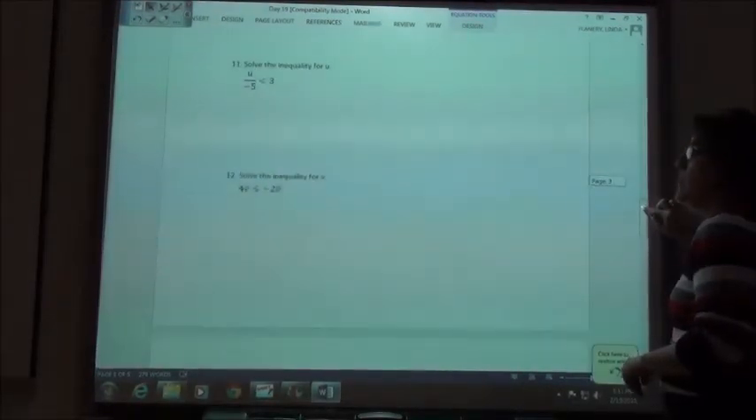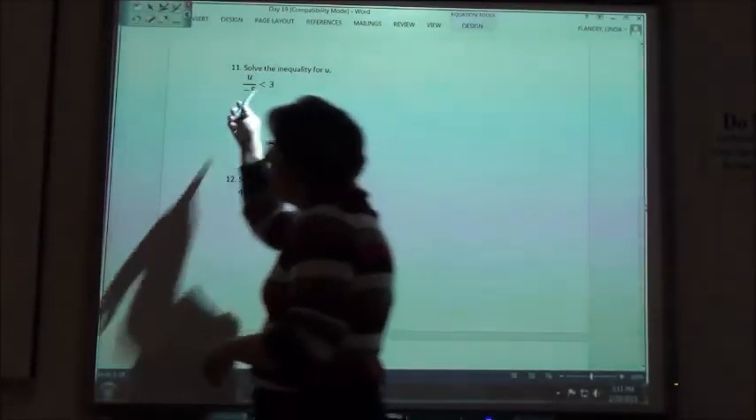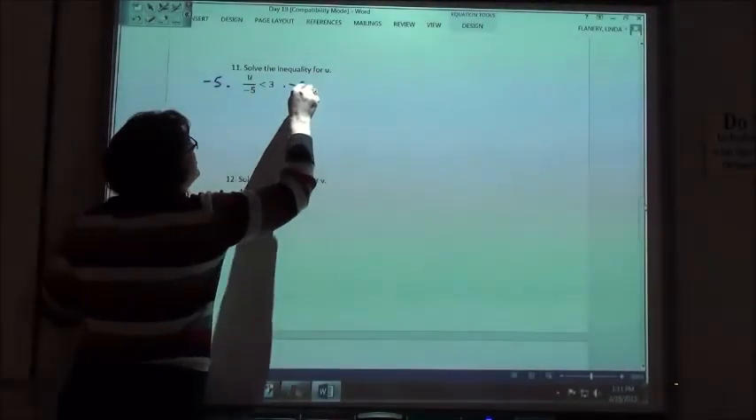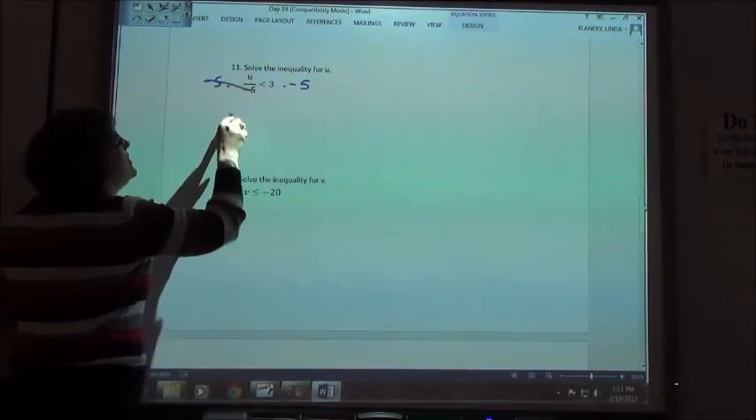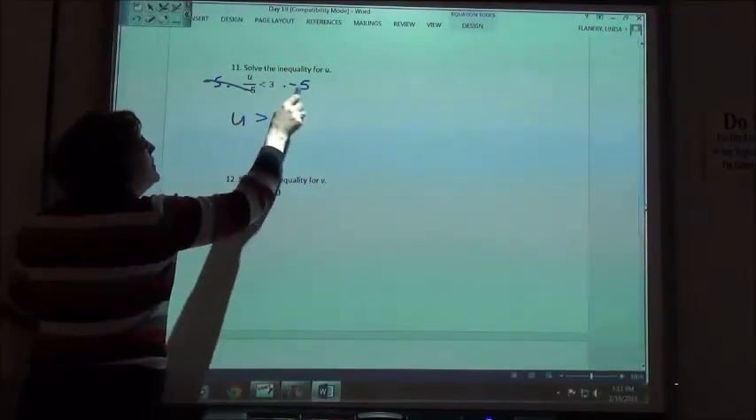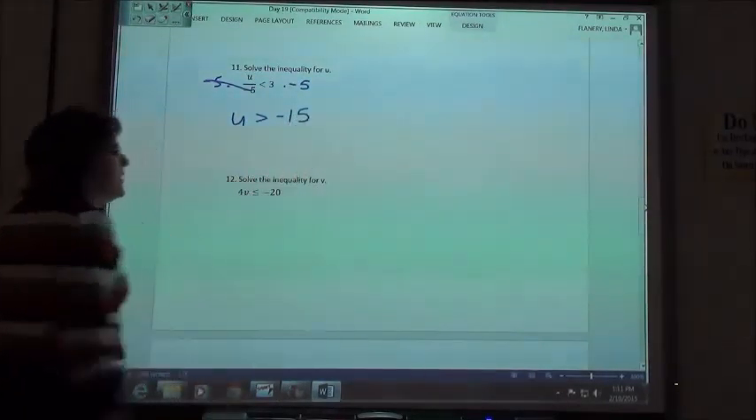Same thing on number 11. If I want to solve that for U, I'm going to end up multiplying by that negative 5. So when I multiply by that negative 5, the same thing's going to happen. I'm going to have to flip my sign. So the U ends up being greater than 3 times negative 5, which is negative 15.